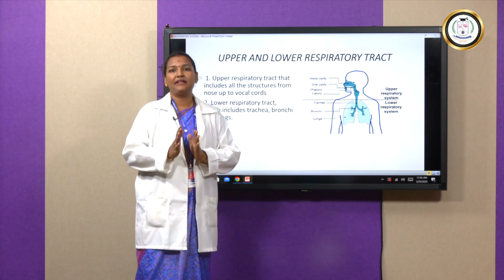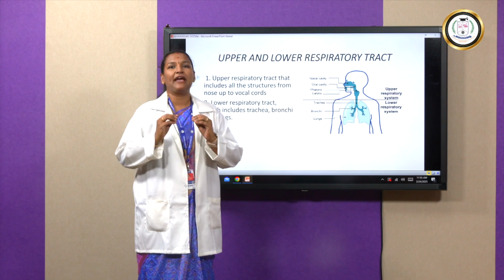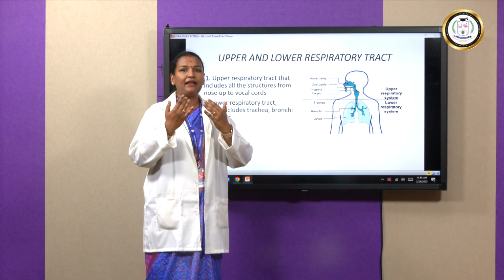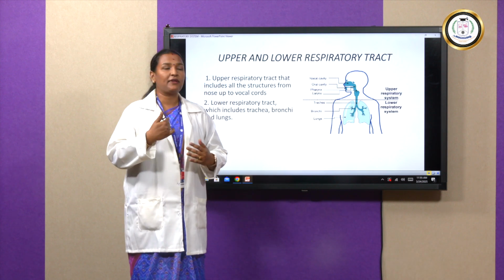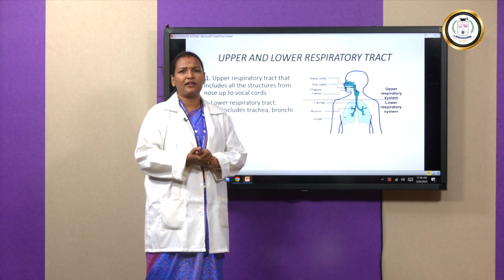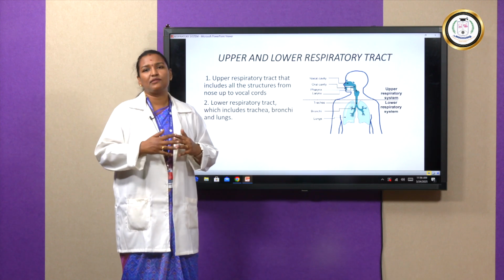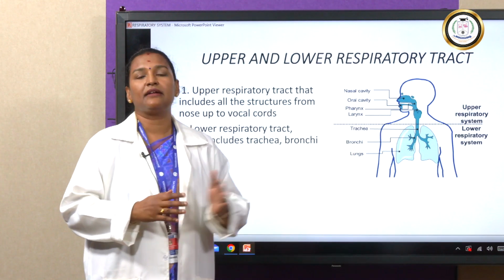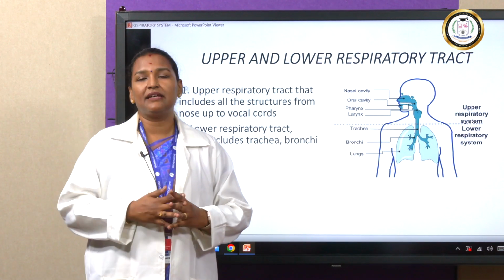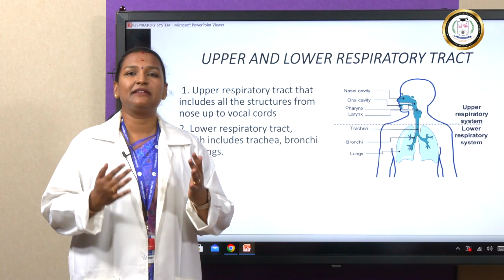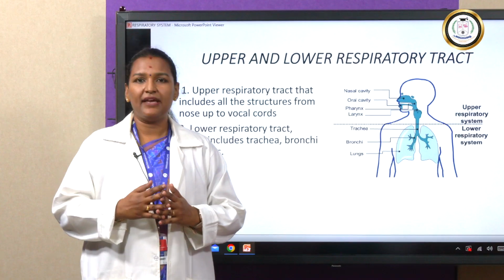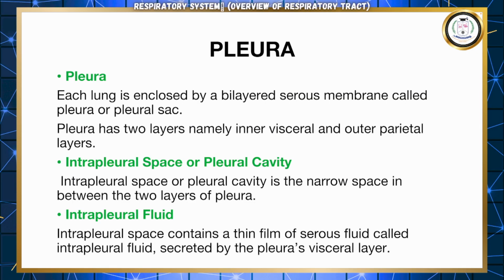The function of the upper respiratory tract is primarily concerned with the passage of air. So we take in air, and primarily the air passage is by your upper respiratory tract, or in other words, it is the conducting zone of the airway. The lower respiratory tract, as I said, includes the trachea, bronchi and lungs. These lungs play a major role in the gaseous exchange. So the lower respiratory tract is otherwise known as the site of gaseous exchange or the respiratory zone of the airway.